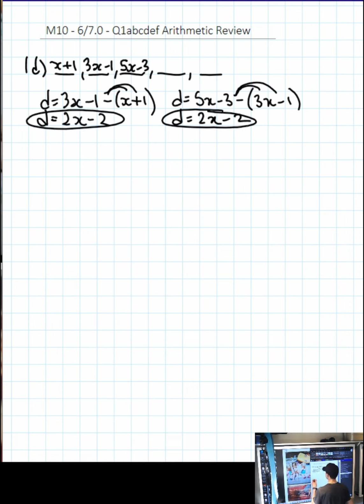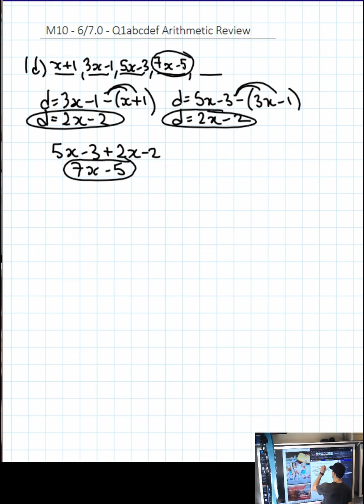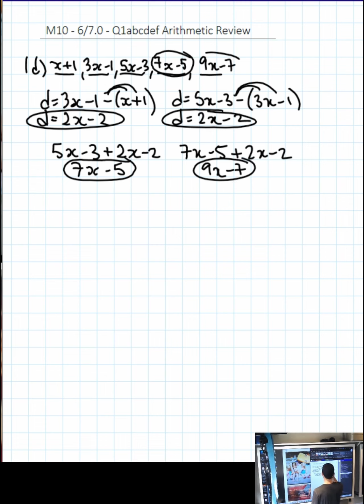And we can get the next term simply by doing 5x minus 3 plus the difference 2x minus 2, which is equal to 7x minus 5. Circle your answer, put it in the diagram, 7x minus 5. And then the next term will just be 7x minus 5 plus the difference, 2x minus 2. 7x plus 2x is 9x. Negative 5 minus 2 is negative 7. Circle your answer, put it above, 9x minus 7. Finding terms in the future with polynomials.